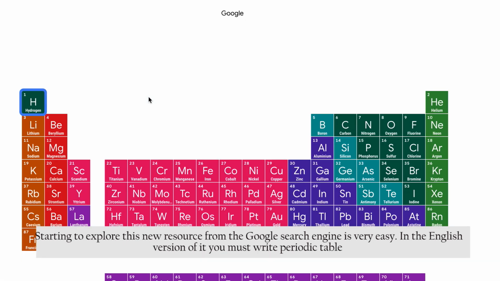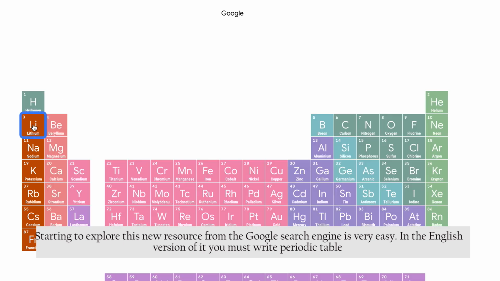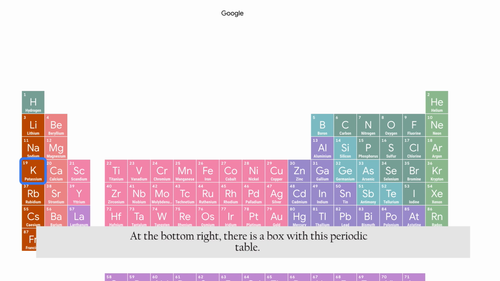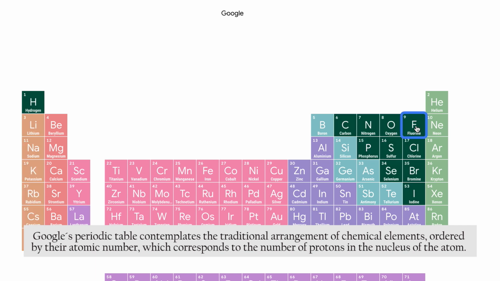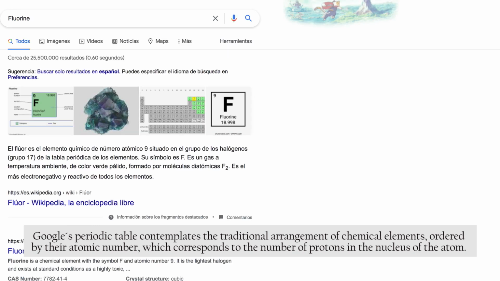Starting to explore this new resource from the Google search engine is very easy. In the English version of it, you must write periodic table. At the bottom right, there is a box with this periodic table. Google's periodic table contemplates the traditional arrangement of chemical elements, ordered by their atomic number, which corresponds to the number of protons in the nucleus of the atom.